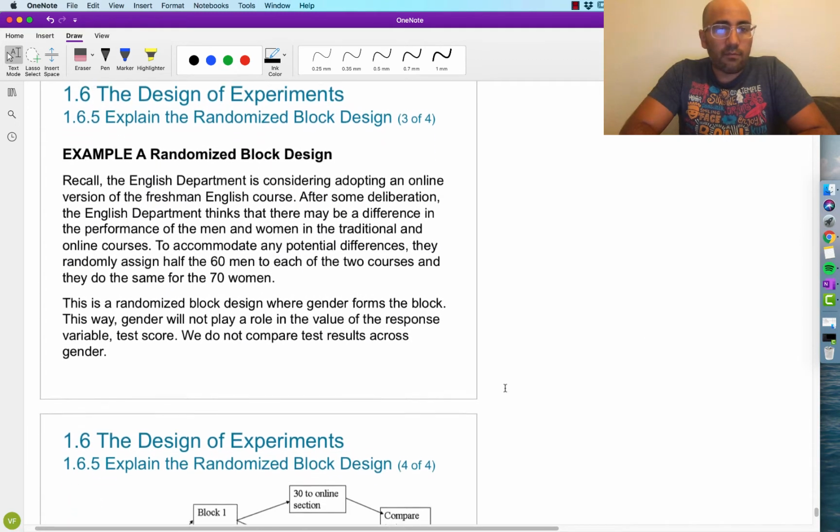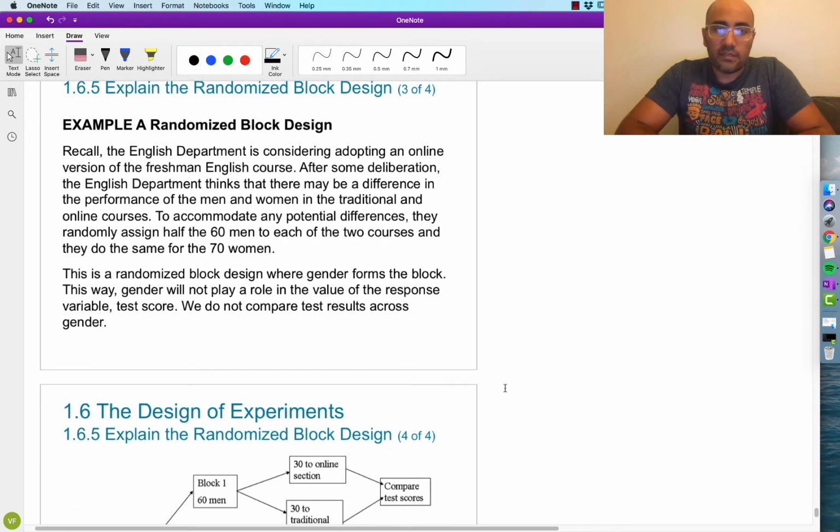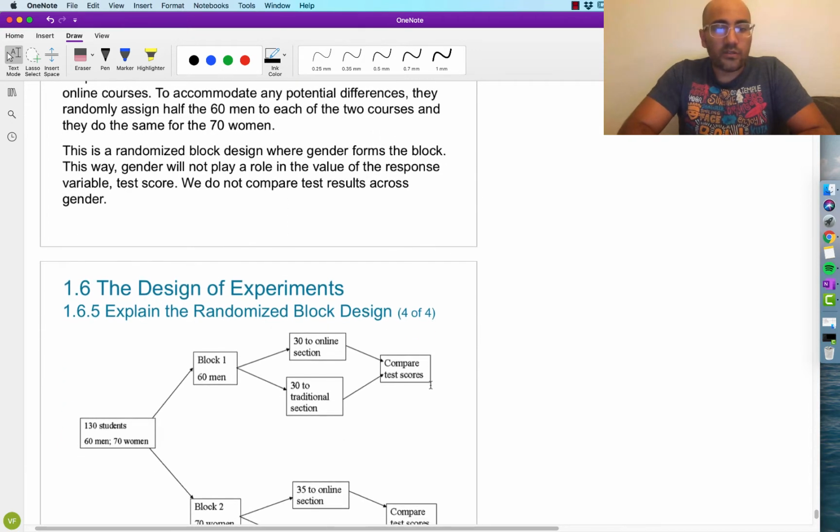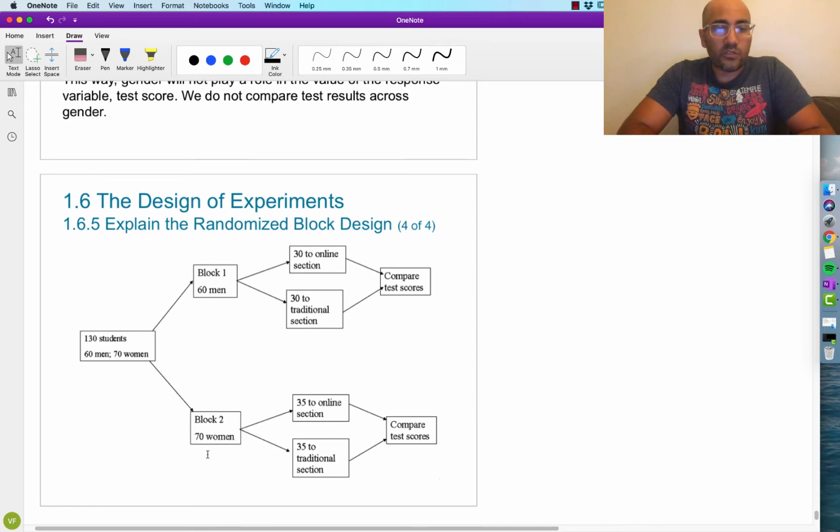Right? So, for example, going back to that English department that is considering adopting online versions of freshman English courses, after some deliberation, the English department thinks that there may be a difference in the performance of men versus women, so in the traditional and the online courses. So to accommodate any potential differences, they randomly assign half of the 60 men to each of the two courses, and they do the same for the 70 women, right? So we could separate them into different blocks, which are in this case gender, right? So that's what they have. That's the homogeneous element that they have in common here, their gender. These are all males, these are all females.